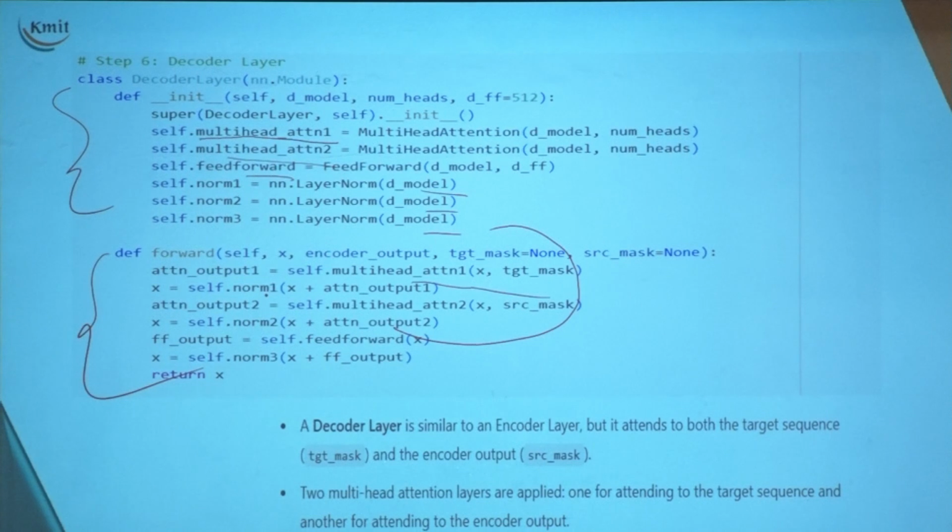After that, I apply norm1. What is the second block? MHA, where I am giving what? X comma source input. After that, adding and normalizing again. After that, feed forward, norm3, and then return X. Are you all clear with the decoder? Yes or no? First is class, second is forward function.